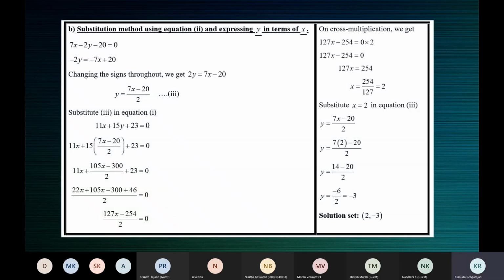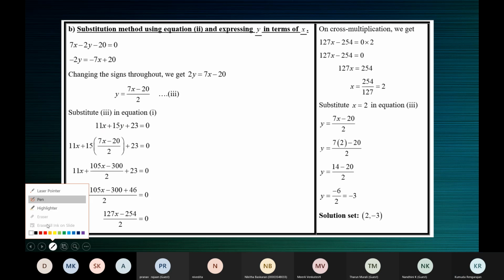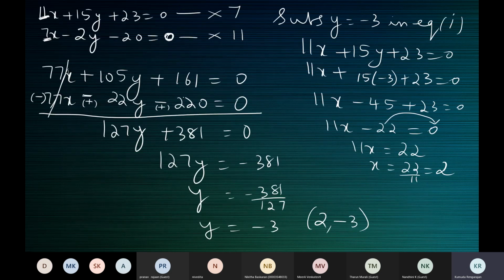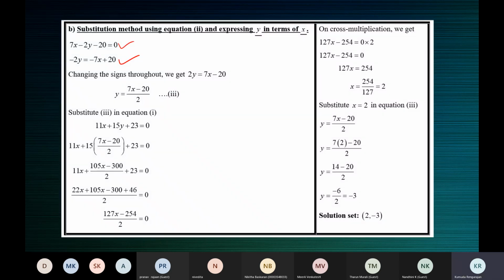Next is the substitution method. In the substitution method also you can do it in two ways. Let's see one of them here. Listen carefully, children. Very simple method. So these are the two equations. These are the equations we use here also, the same pair of equations. We are finding the values of x and y using three different methods. We just understood the elimination method. This is the substitution method.